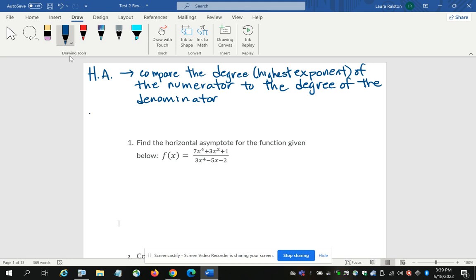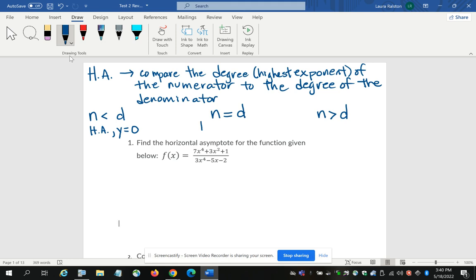When you make that comparison, one of three relationships can occur. Either the degree of the numerator is less than the denominator, equal to the denominator, or greater than the denominator. Depending upon the relationship, that determines if you have a horizontal asymptote and how to find it. If the numerator is less than the denominator, you do have a horizontal asymptote, and it is always the x-axis, or y equals 0.